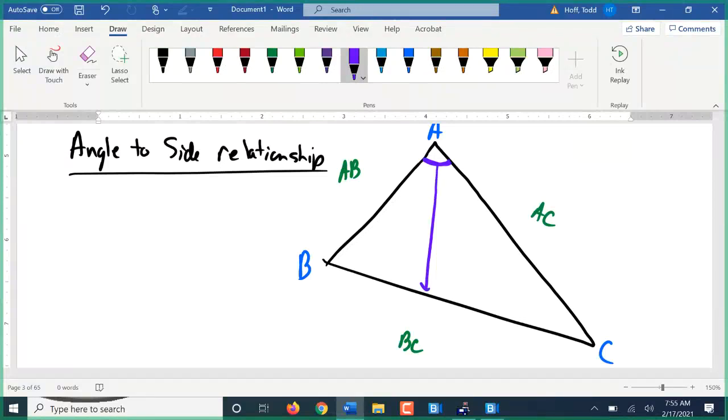The opposite side that it affects, right? If I kept these two side lengths the same, if I make that angle bigger or smaller, it's that opposite side that's going to get bigger or smaller with the angle. That is called the opposite side.